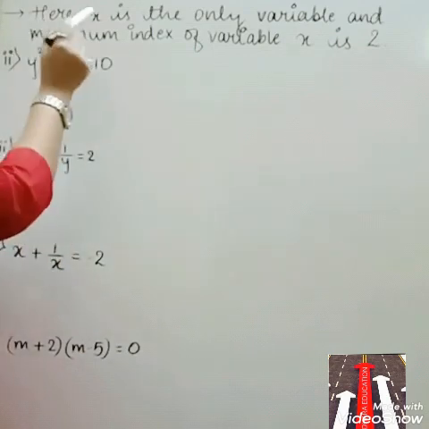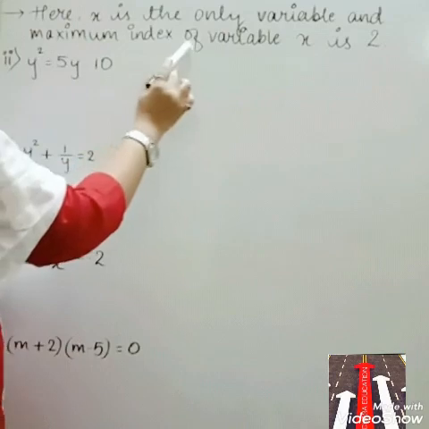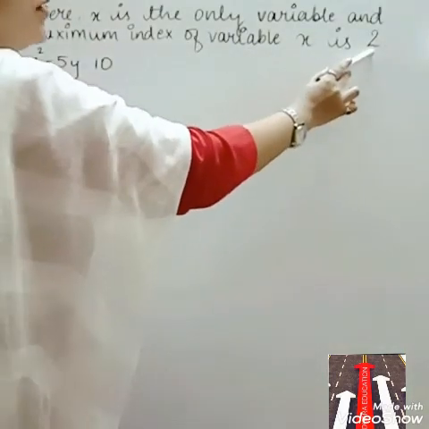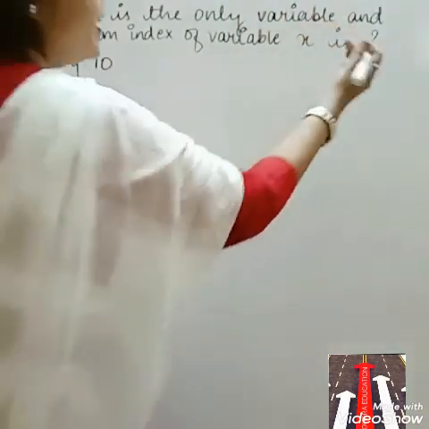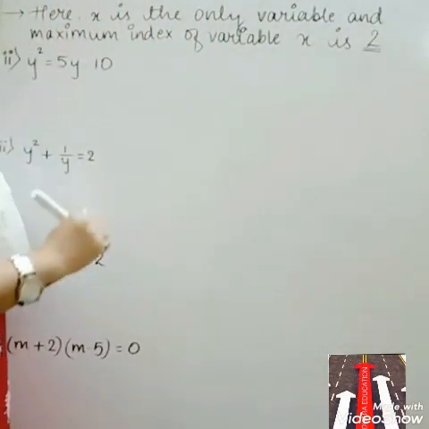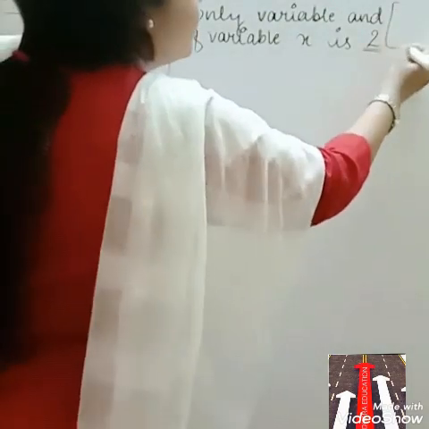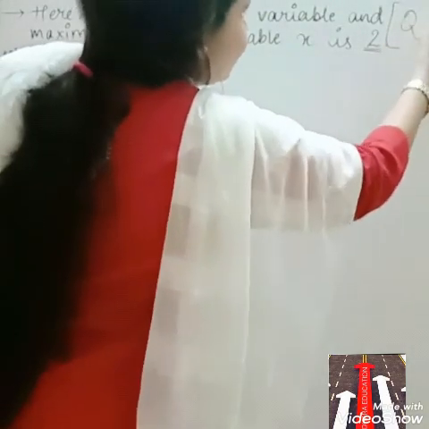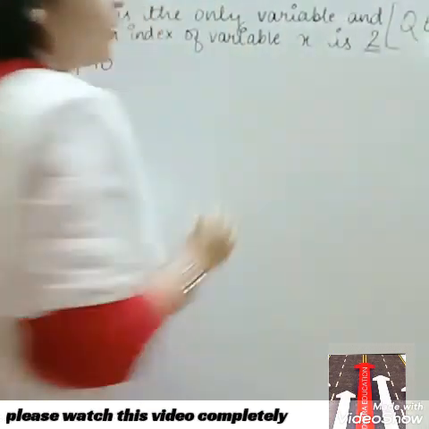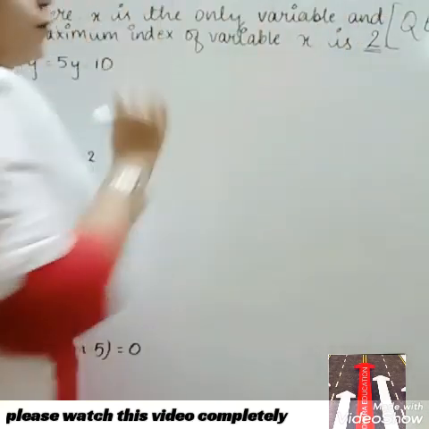So here x is the only variable, and the maximum index of variable x is what? 2. With the help of the maximum index value 2 of the variable x, we can conclude that this is a quadratic equation. This is all given in the textbook, page 34.